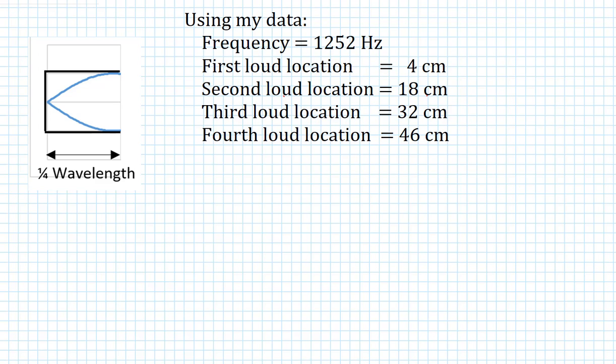So we've completed our measurements and we're ready to calculate the wavelength from the data we have. I'll use my data. I used a frequency of 1,252 Hertz. That's the same thing as saying 1,252 cycles per second that the wave is wiggling at.